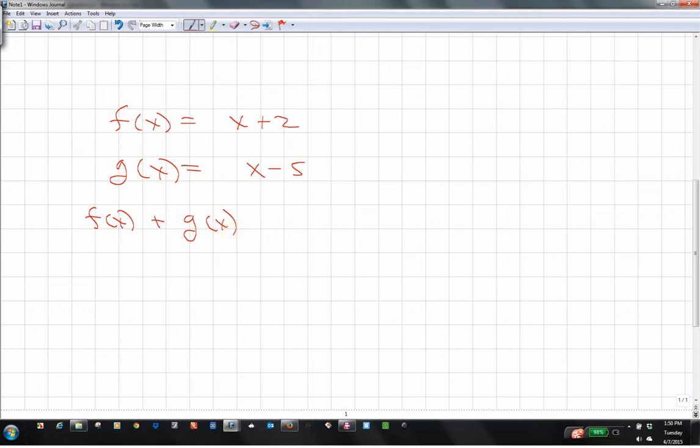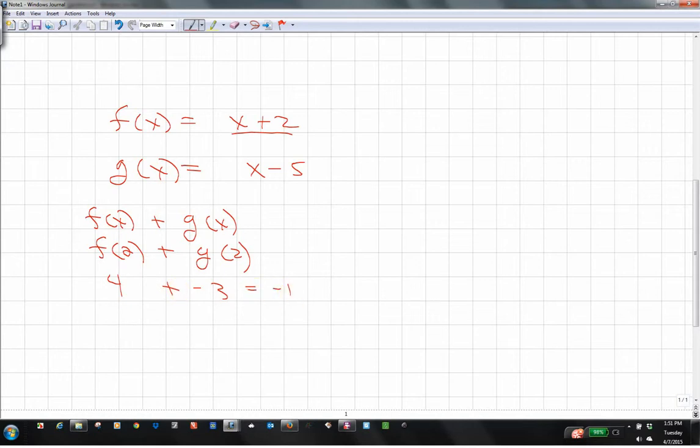So what you're going to do, I'm going to say let's evaluate f at 2. That means evaluate f at 2 and g at 2. F evaluated at 2 would be 2 plus 2, that's 4. And g evaluated at 2 would be 2 minus 5, which is a minus 3. 4 plus a minus 3, that'd be a negative 1.